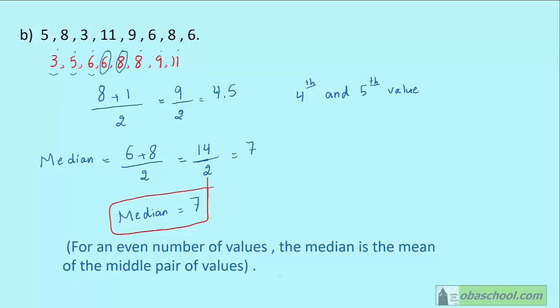And the rule says for an even number of values, the median is the mean of the middle pair of values, which was the fourth and the fifth value, which is specifically 6 and 8, and their sum over 2 gives us the median. And this is how you can calculate the median of a group of data.